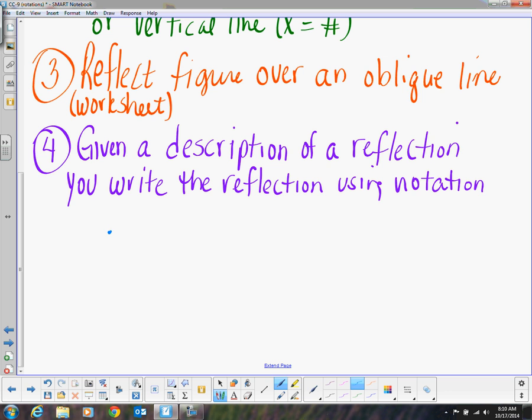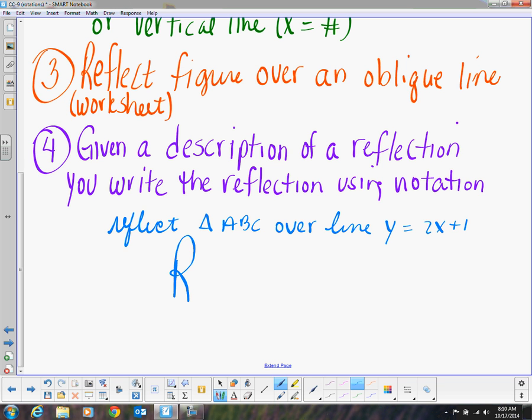I may say something like, reflect triangle ABC over line y equals 2x plus 1. There's the description. Can you show us? I'm only asking you to write it using notation. So you're going to use capital R, and you're going to do y equals, that's a subscript, 2x plus 1. And then the object of that reflection should be triangle ABC. That's it? But if you can't read this, you don't know what to do when I ask you to actually do it.